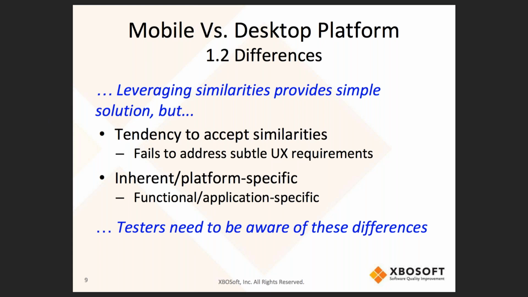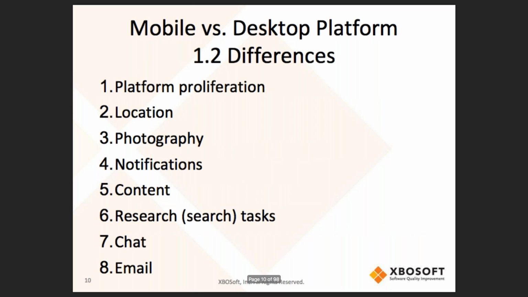The other thing is just the inherent platform-specific functionality, like you're using a mouse for a desktop as opposed to your finger for a mobile device, as an example. Testers need to be aware of these differences. So the list of differences as provided here, we have 8 different items, and I'll just go through these individually.